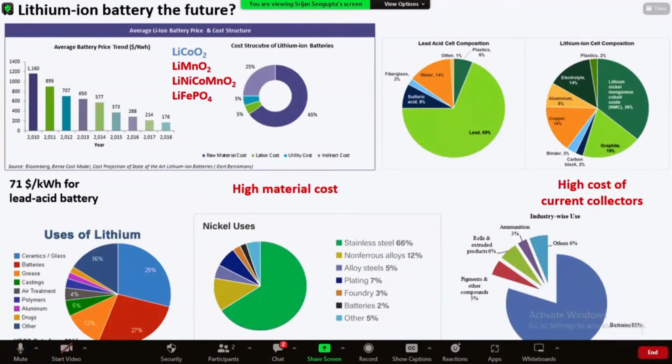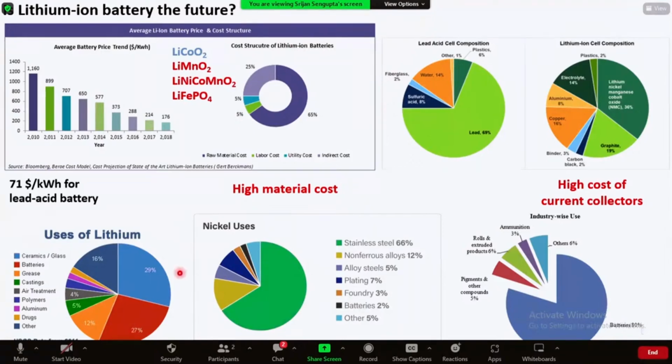So, are lithium-ion batteries the answer? Okay, if you see the cost, in the past 9 to 10 years, the cost has come down from 1200 to almost 170 per kilowatt hour. But it is nowhere near the lead acid battery, which is $71 per kilowatt hour.